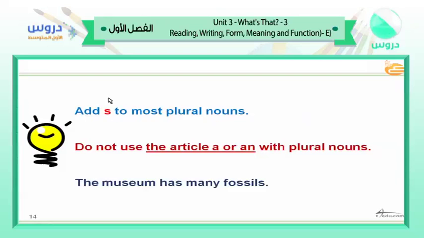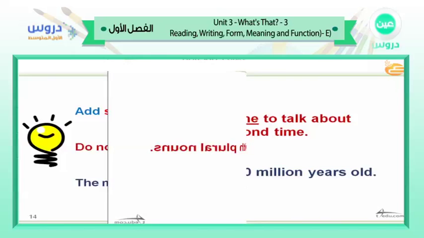Okay, add s to most plural nouns. And don't use the article a or an with plural nouns. Just add s to these plural nouns. For example here, the museum has many fossils. Here we have many fossils, plural nouns. So I use s with this noun and I don't use a or an with it. The museum has many fossils.